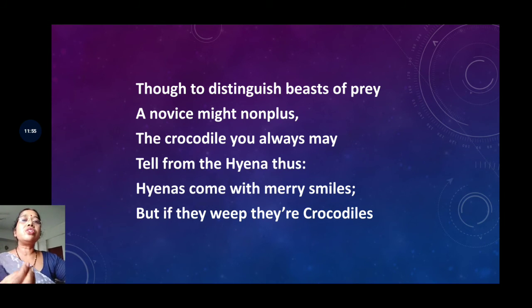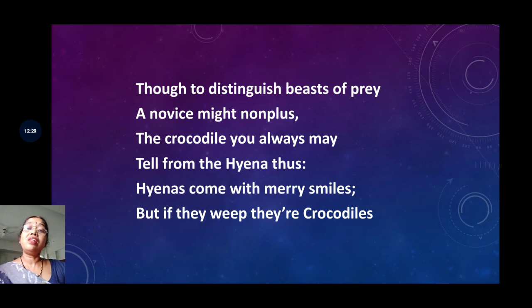Though to distinguish beasts of prey, a novice might nonplus. Now, novice means a person who is new to a job, someone new to a job. To distinguish means to differentiate, to find out dissimilarity, to find out differences. Though to distinguish beasts of prey, a novice might nonplus. So the newcomer will be confused about how to identify the wild animals.